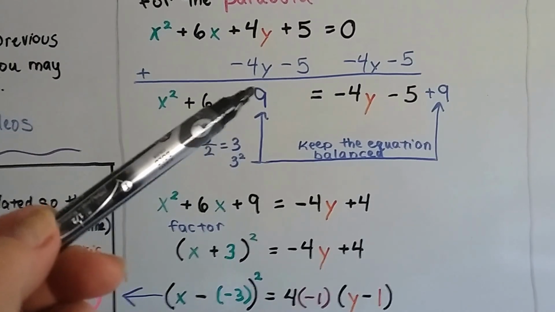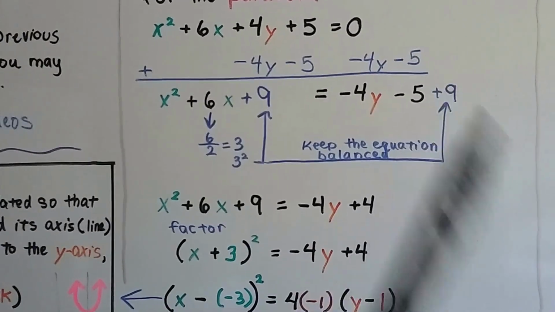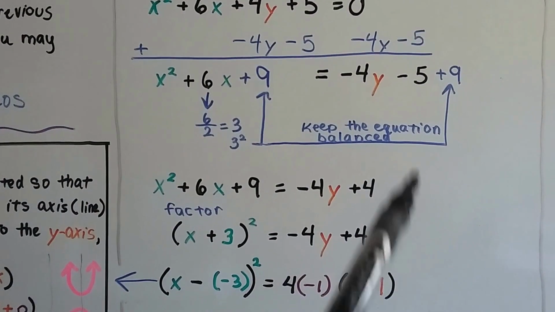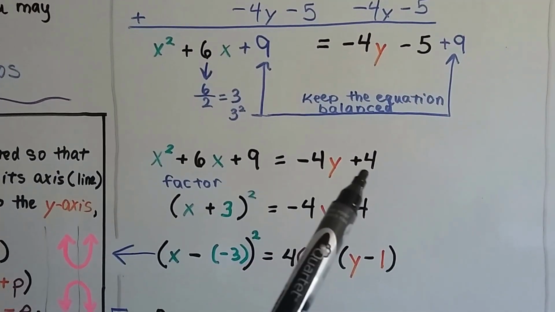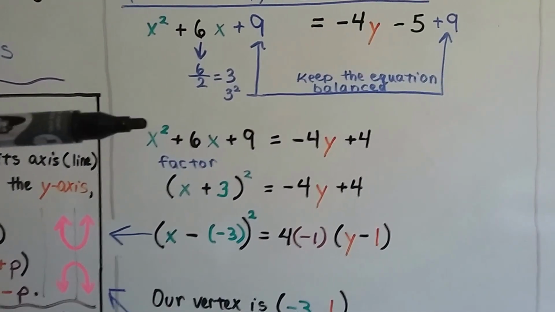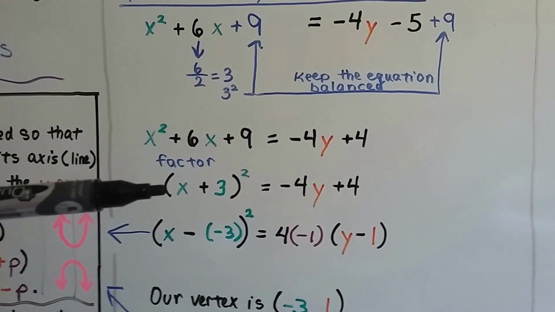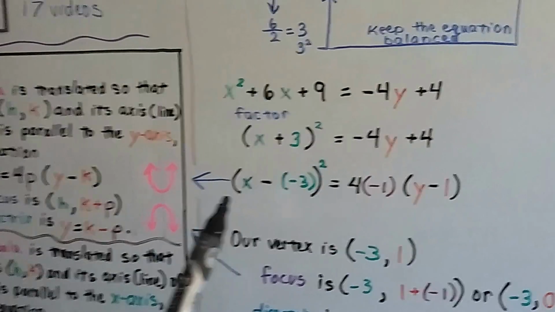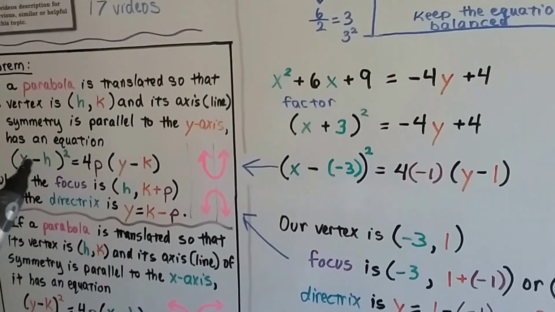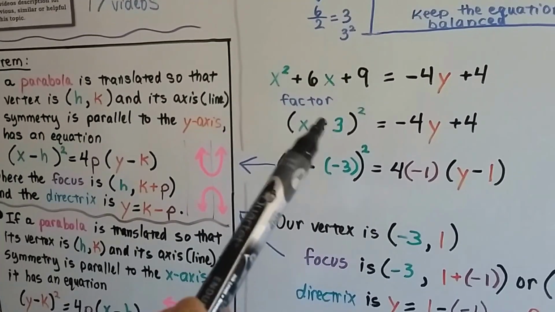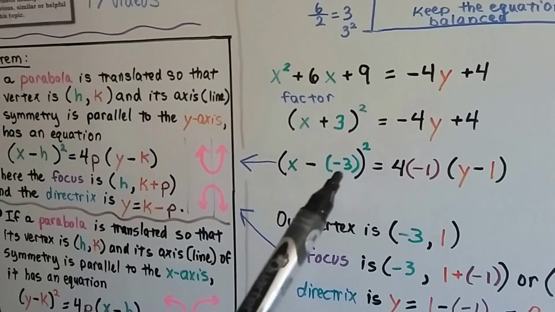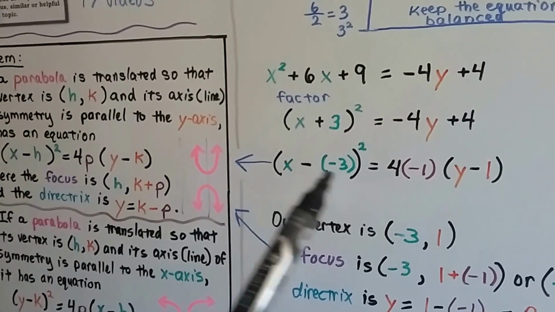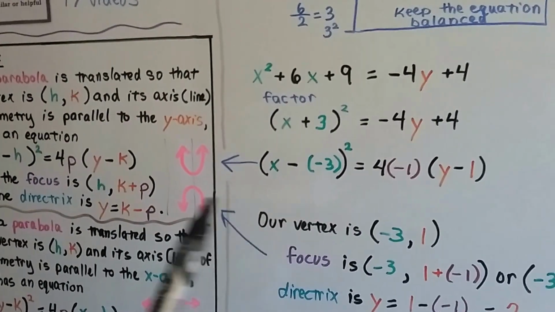And because we added a plus 9 on this side, we have to keep it balanced. So we're going to add a plus 9 on this side. And negative 5 plus 9 is a 4. So now this is what we have. And we can factor this as the square of x plus 3. And we have an x minus h, don't we? So we can't have a plus there, so we set it as x minus a negative 3. See that? Inside the parentheses.